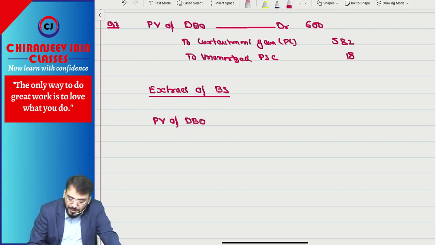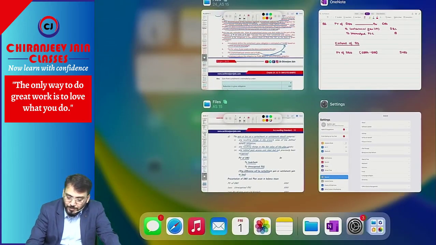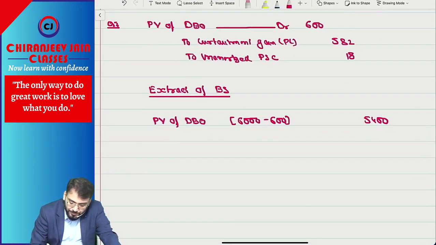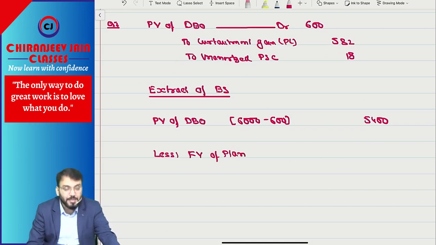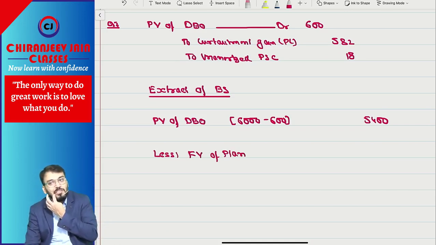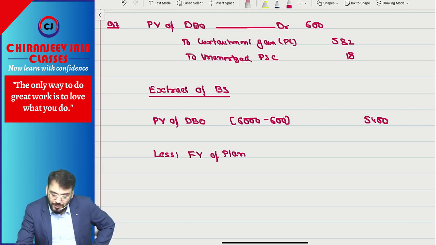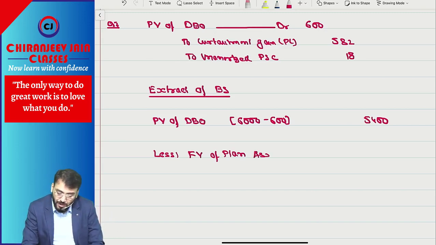How much present value of DBO now? 6,000 minus 600. That is how much? 5400. Are you able to understand what I am saying? Correct. Now, from this, we deduct fair value of plan asset. Means in balance sheet, we write down net amount. Means plan asset will not be shown in the asset side of the balance sheet. Plan asset will reduce from the DBO and the net amount will be shown in the liability side of balance sheet. What is the plan asset given? How much?